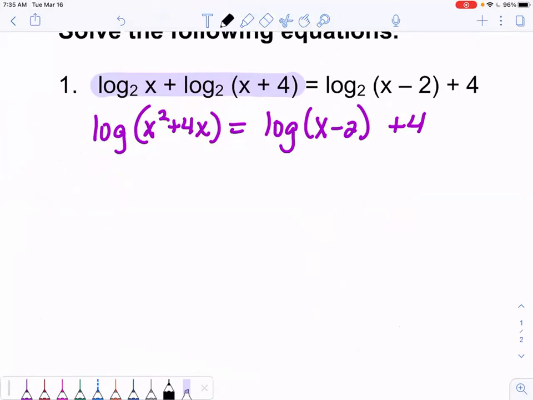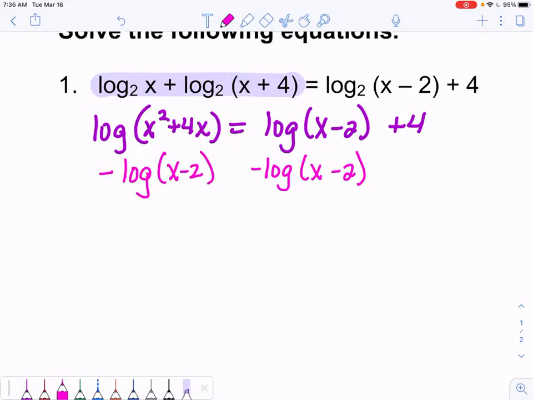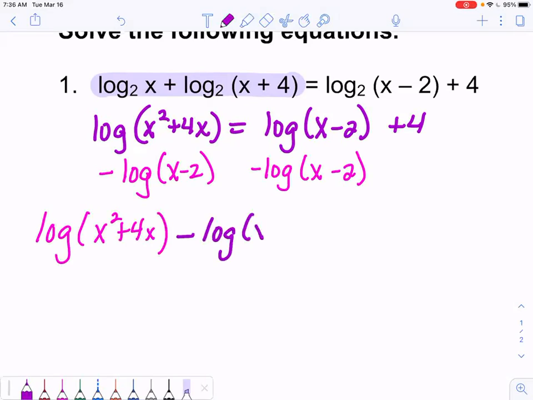So we're going to subtract that whole logarithm to the other side to get it away from that 4. So the goal is to keep the 4 by itself, the numerical value, and the logarithms together on the other side. So subtract this whole quantity. And you're just subtracting the log in front. That x minus 2 stays the same. So now I have the log of x squared plus 4x minus the log of x minus 2, and then it's equal to 4.